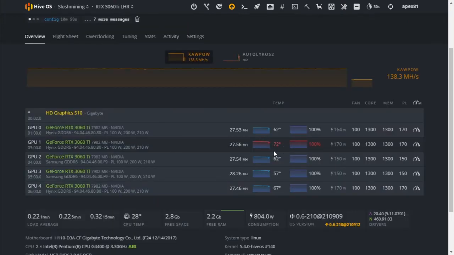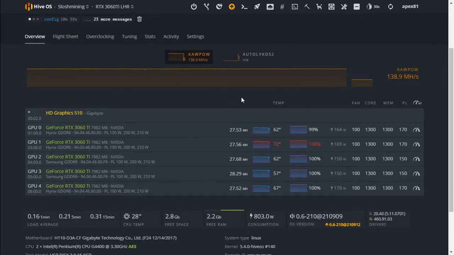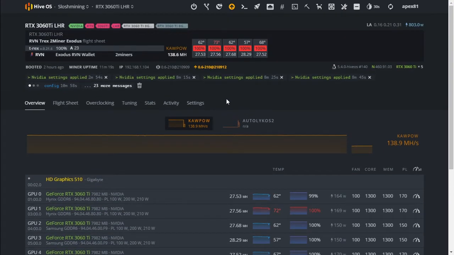The one card is a bit high. The other cards are fairly cool, but this could be the fan setup in my server as well. So I probably just need to make sure there's enough airflow over these cards. At the moment, we're settling on about 803 watts. Our hash rates are at 138 megahash per second, and we seem to be doing okay. So let's take a look at the profitability of this rig.